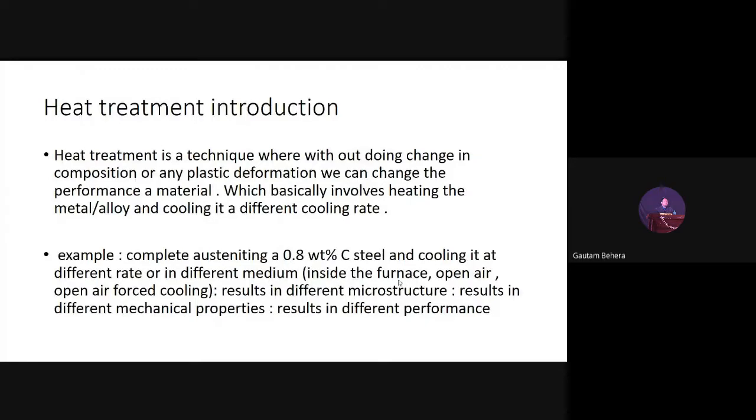One is inside the furnace, for example. Inside the furnace means you put the sample in and switch on the furnace, and you go to the austenitizing temperature. After some time, you just switch off the furnace. That's all. You do not have to take out the sample. Second one is open air. You just take out the sample from the furnace. And another one is open air forced cooling. That means you can use a fan or any high speed coolers to cool it outside the furnace, in the atmosphere.